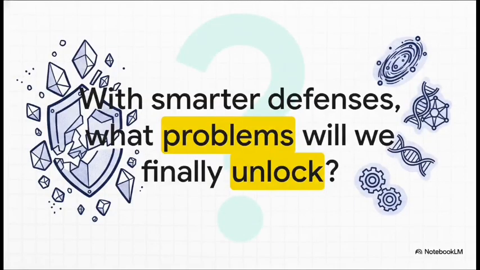Look, this shift, going from a rigid, static shield to a smart, adaptable, dynamic defense system, it's a profound step forward. It makes the whole idea of building a quantum computer more robust, more flexible, and honestly, just more practical. And that leaves us with the ultimate question. With these smarter defenses getting better and better at protecting quantum information, what are the problems we're finally going to unlock? What challenges in medicine, or new materials, or fundamental science are we about to solve?